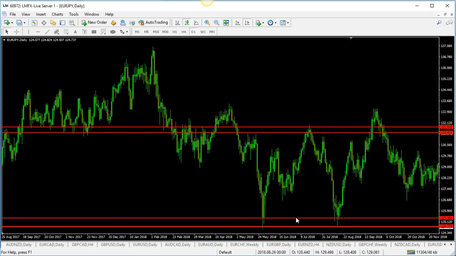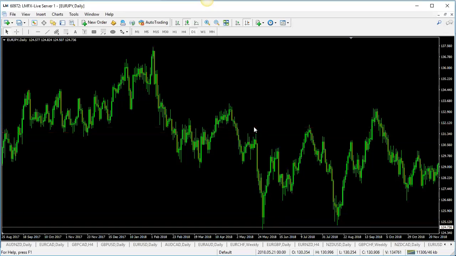So support is the bottom. You're looking for the place where the market came down 1 or 2 more times and was rejected. Resistance, the market came up 1 or 2 or more times and was rejected. Okay, so that's support and resistance horizontal.